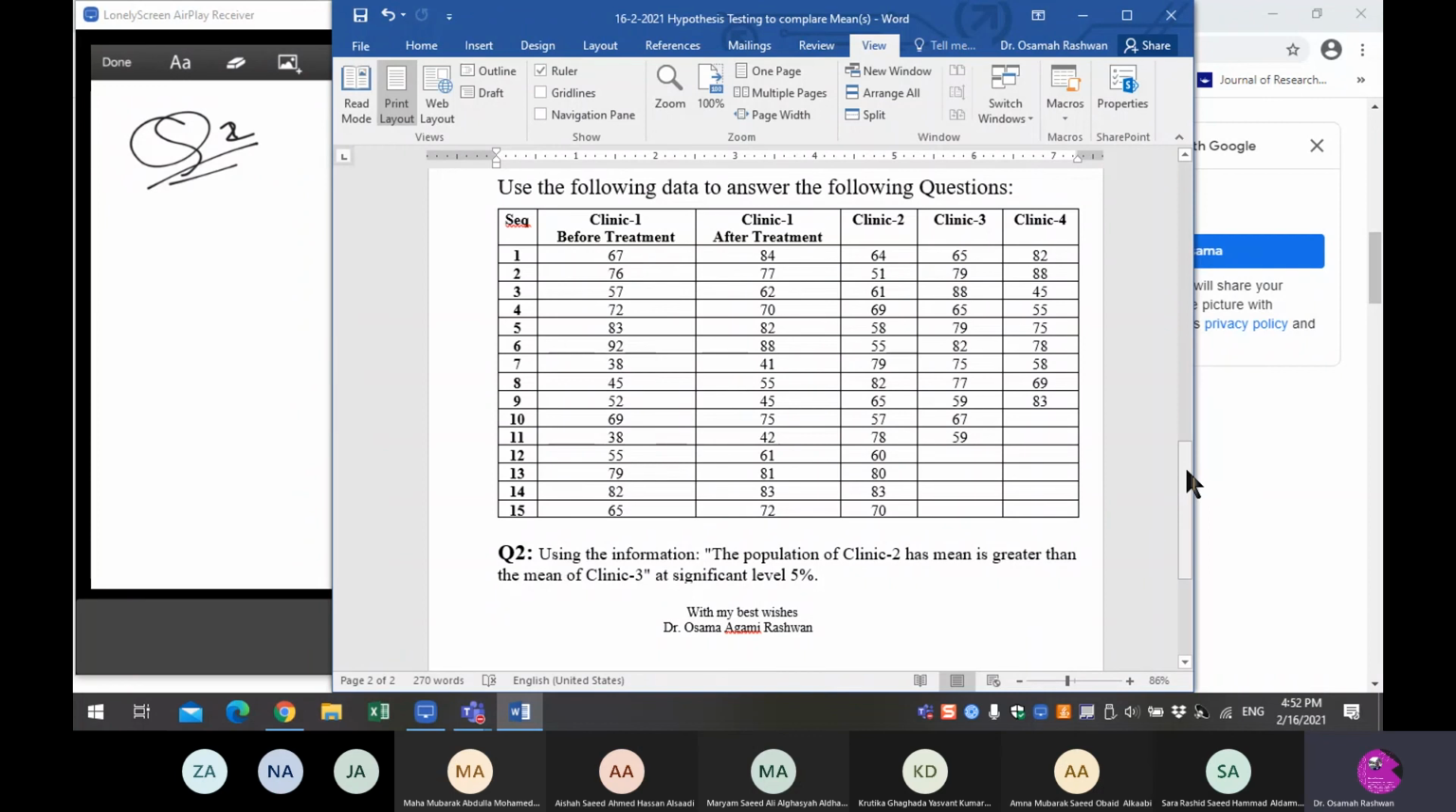I'm asking myself first, are you given sigma or not? Do I have one sample or two samples? Two samples. Okay, fine. This is the first thing. Is sigma given or not? No, not given. What does it mean? We will use a t-test. So I'll go for a two-sample t-test, right?